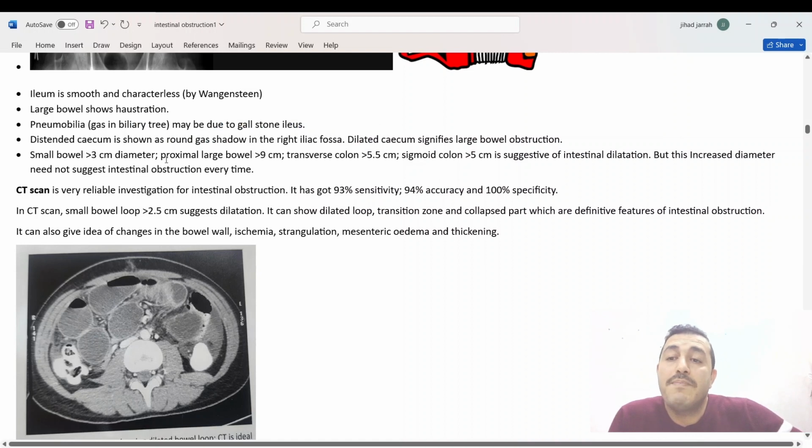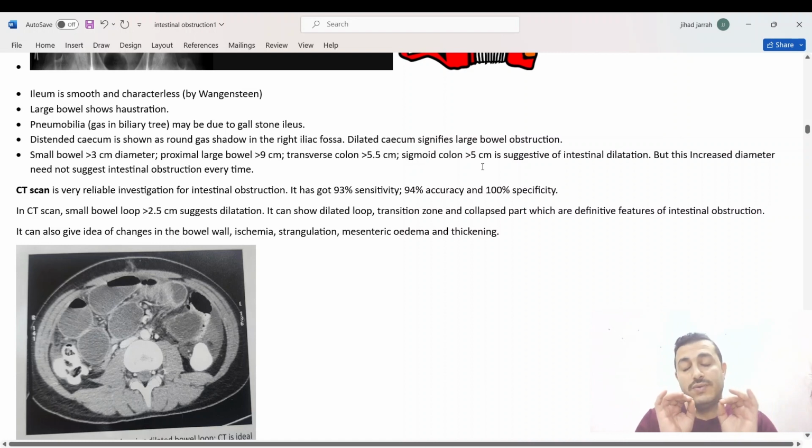Okay. The proximal large bowel, that means the ascending colon or the cecum, should be above 9 centimeters. The transverse colon, to say that we have obstruction or dilatation, should be above 5.5. The sigmoid should be above 5 centimeters.